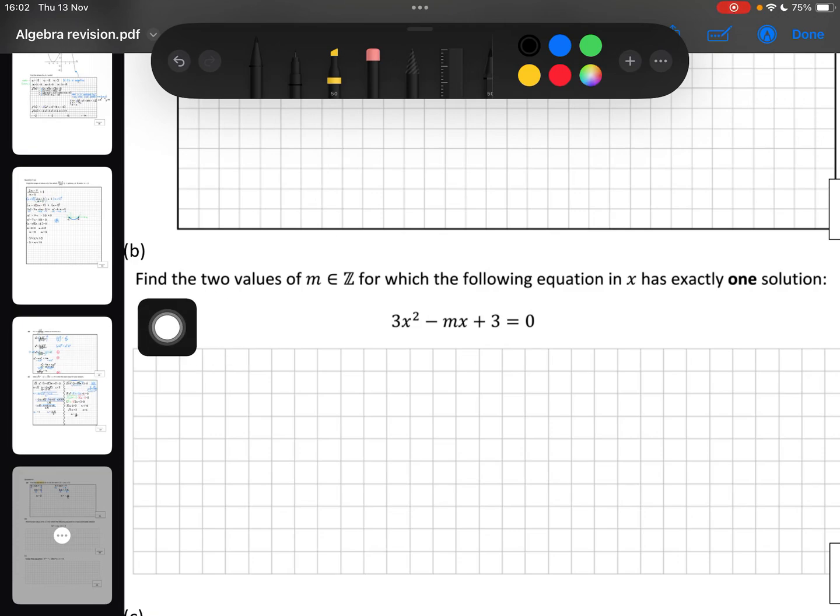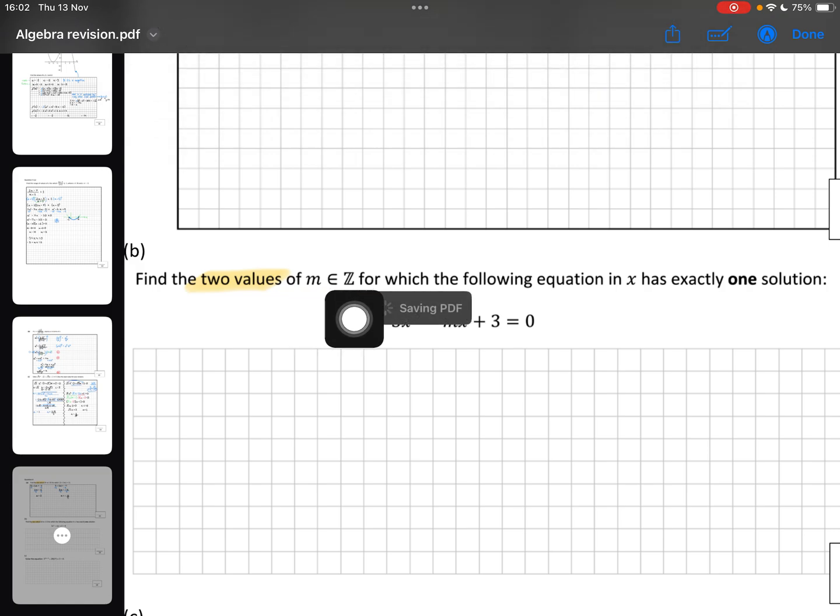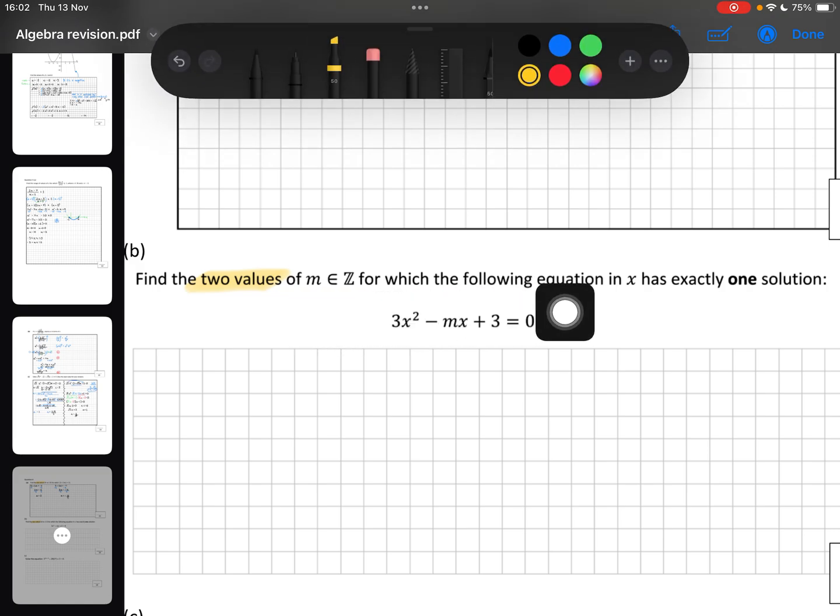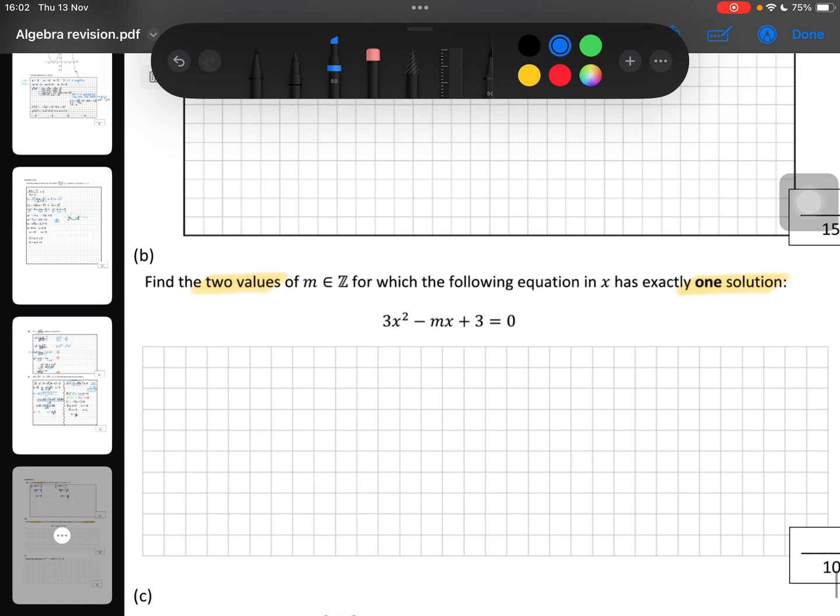Okay, so this next one says find the two values. Okay, so two values, so I'm going to highlight that to come back to it at the end, of elements of integers, okay, so whole numbers, for which the following equation in x has exactly one solution. Okay, so one solution, so I'm thinking back to when something had one solution, what do I remember about it? The discriminant was equal to 0.